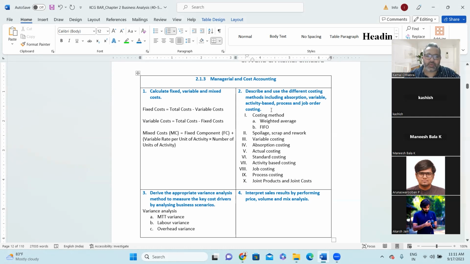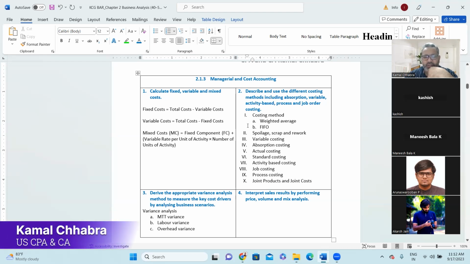Right. So the first one, we are starting with the calculation of fixed cost, variable cost, and mixed cost. Fixed cost, if I say, is equal to total cost minus variable cost, is generally considered as fixed cost. But what all components come under the fixed cost, that we'll be discussing. Then variable cost is again the reversal of the formula: total cost minus fixed cost is the variable cost, and mixed cost is the fixed component plus variable rate per unit of activity multiplied by number of units of the activity. That we'll be discussing along with certain illustrations.